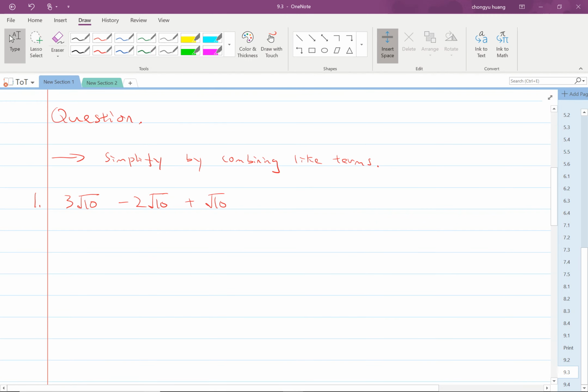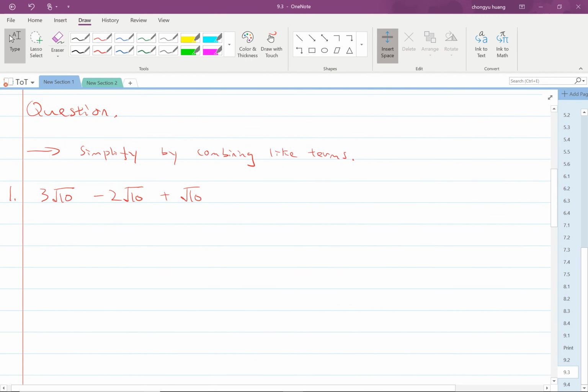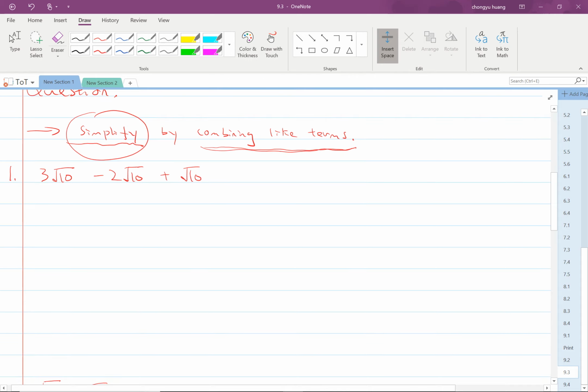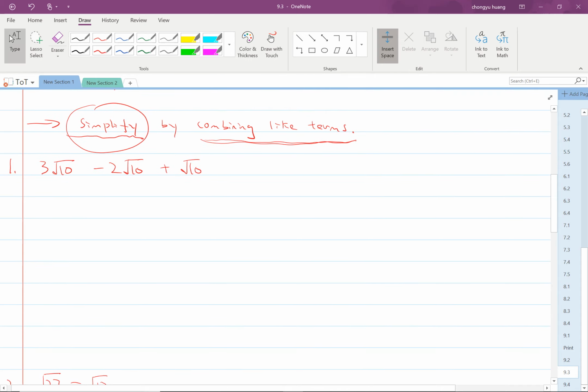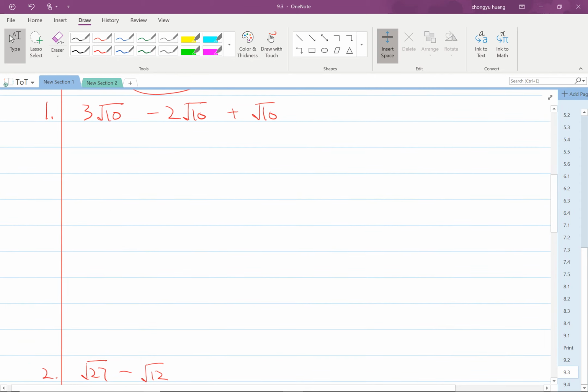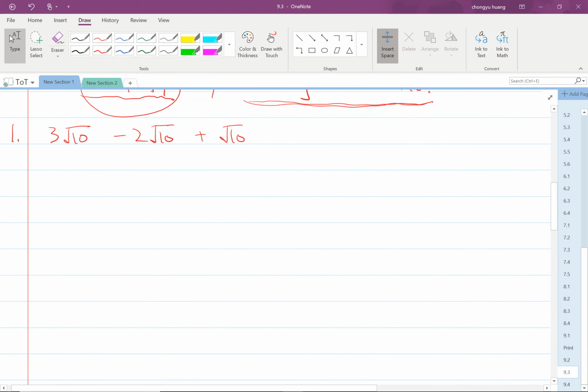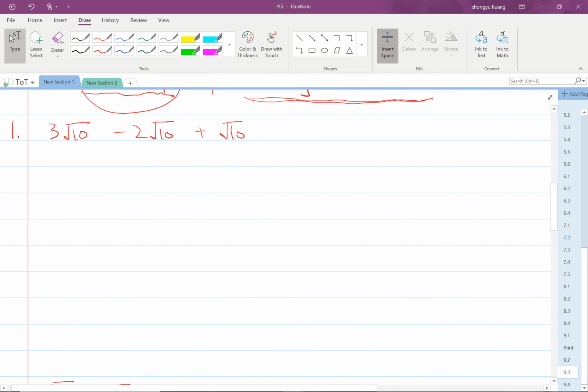Question 1 asks us to simplify by combining like terms. Let me zoom in a little bit for a better view. In question 1, what we have is 3 square root of 10, and then a negative 2 square root of 10, and then a positive square root of 10.